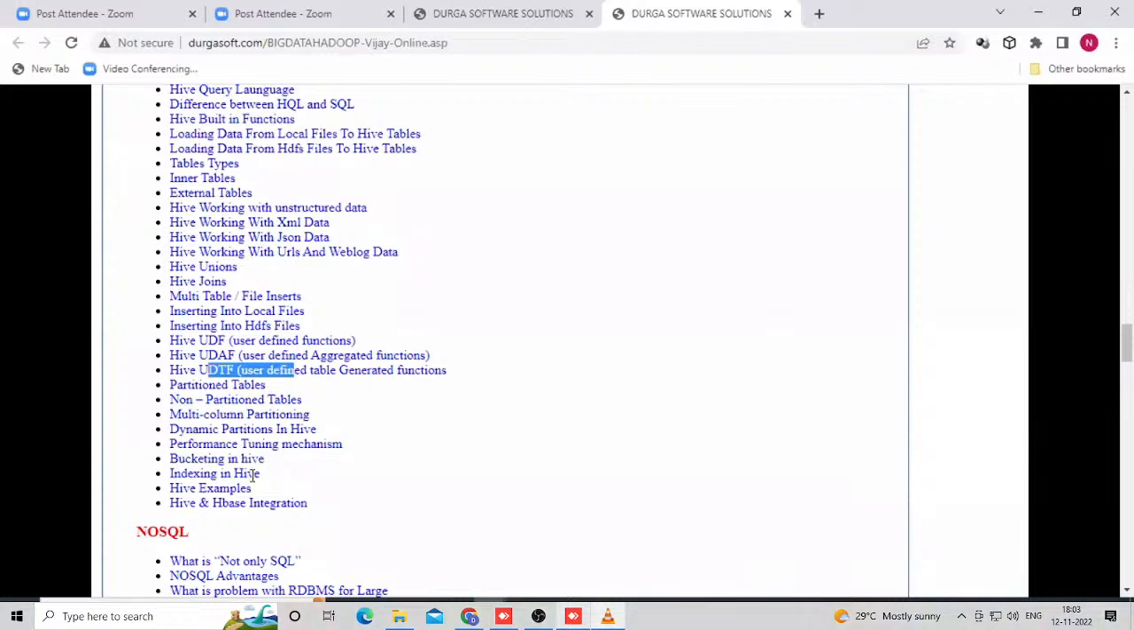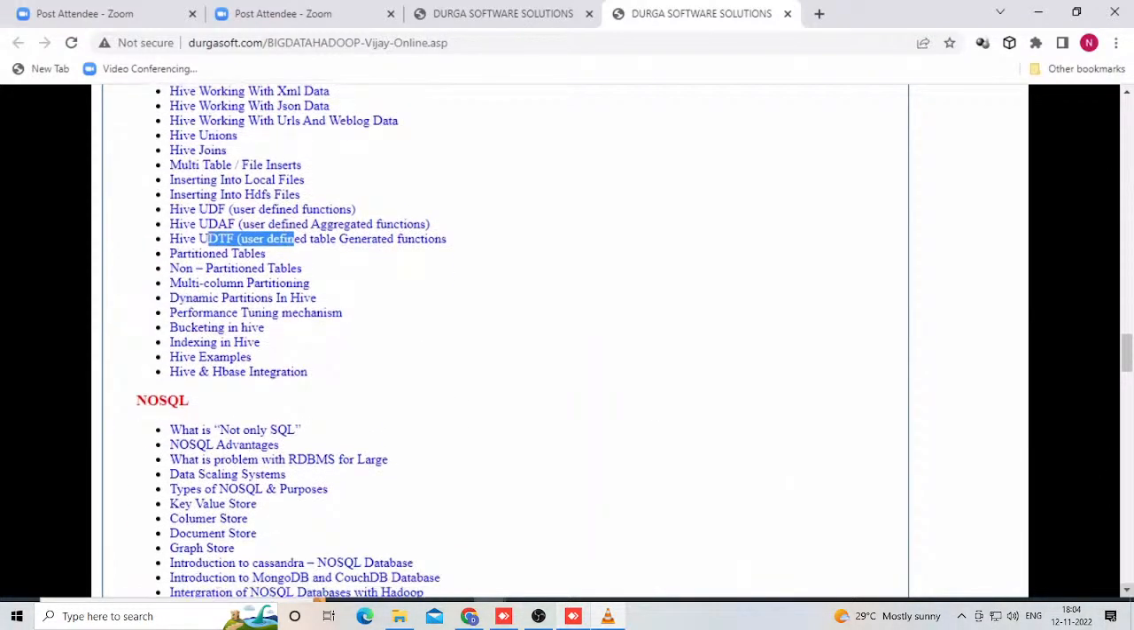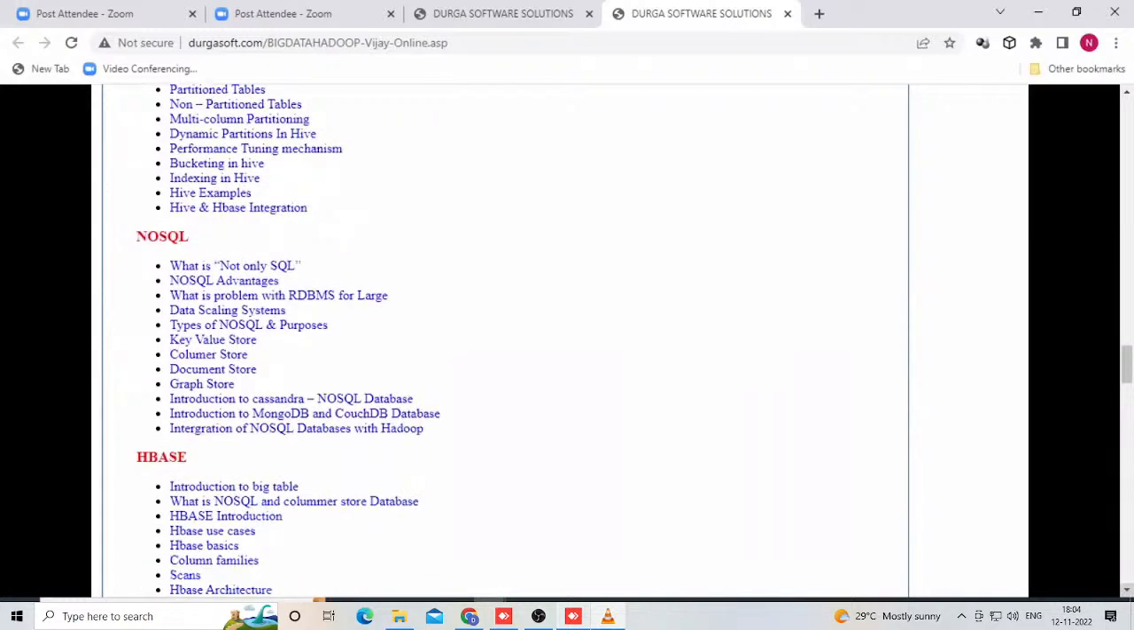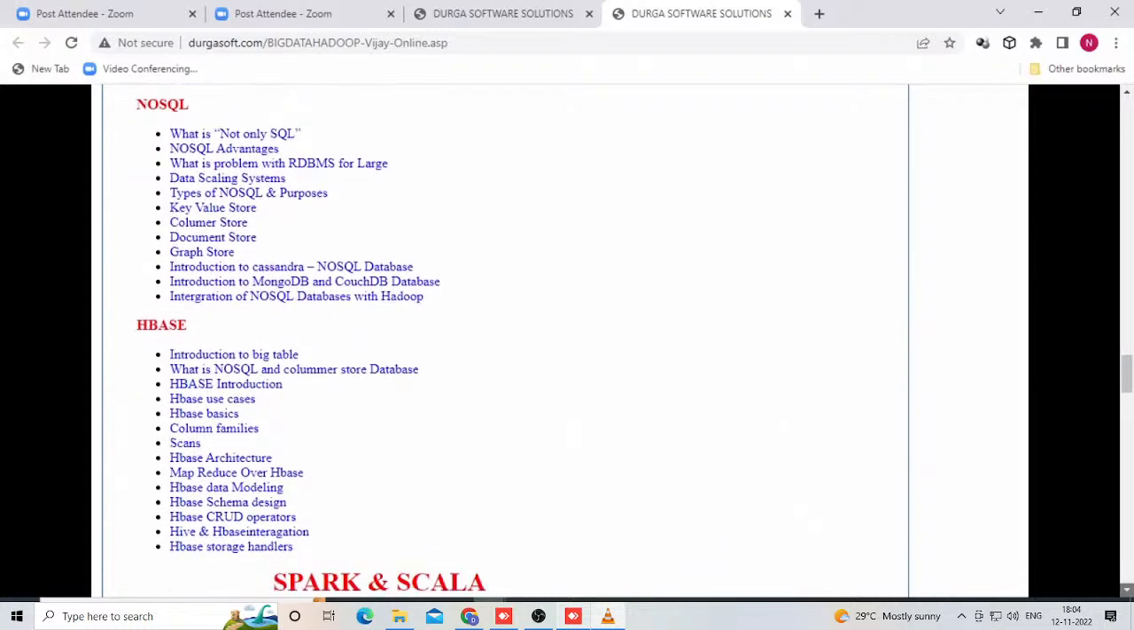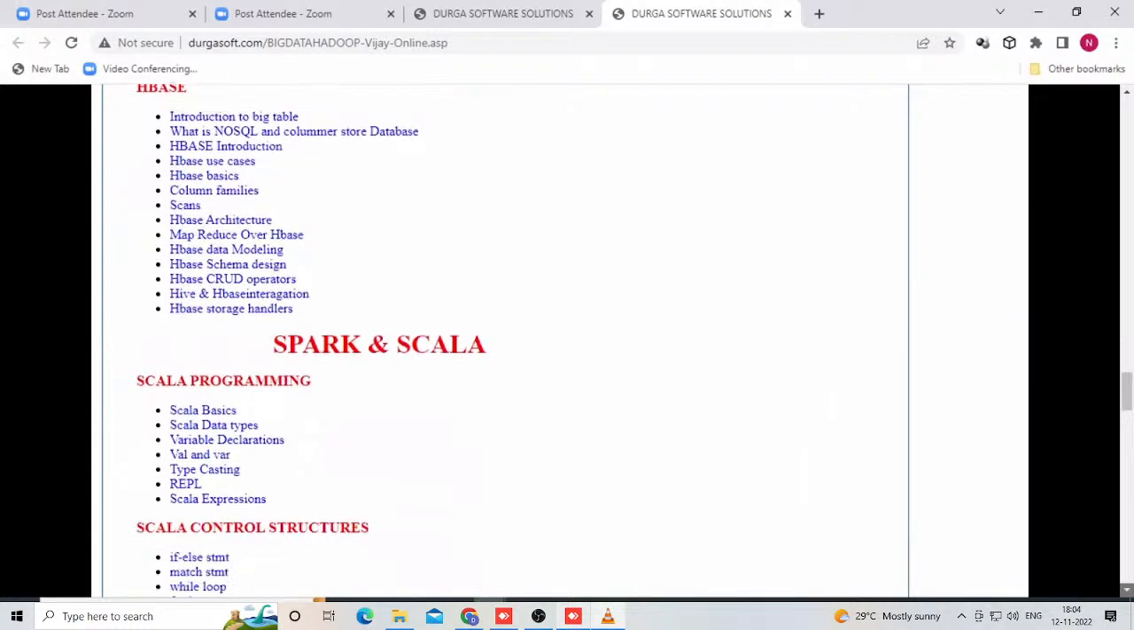Performance tuning mechanisms, right? And NoSQL databases. At least you need to have knowledge of one NoSQL database. So what are the different NoSQL databases? What are the differences between them? And we are going to discuss one NoSQL database, HBase.